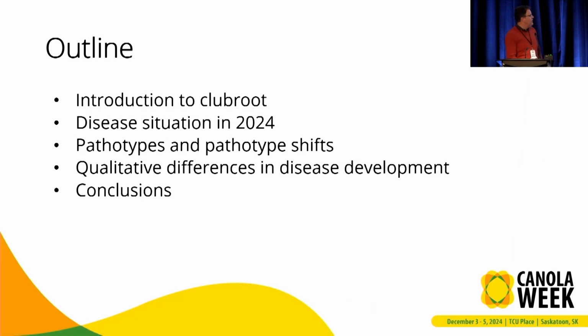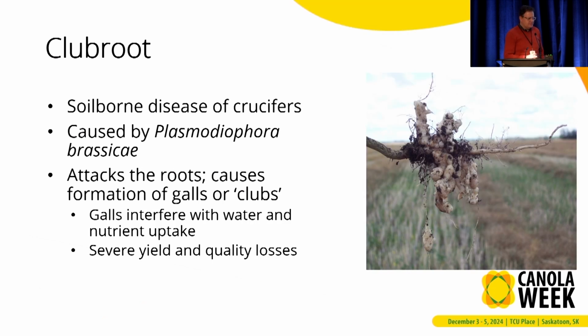So just a brief outline. I'm going to start off with an introduction to Clubroot. I suspect everybody here is fairly familiar with the disease, so that'll be very short. Then I'll talk about the disease situation in 2024, present some of the more recent pathotyping work we've been doing, talk a little bit about pathotype shifts, and mention some of the qualitative differences we've been seeing in disease development beyond just quantitative changes, and just finish off with some conclusions.